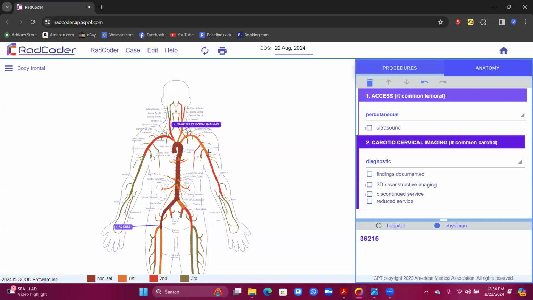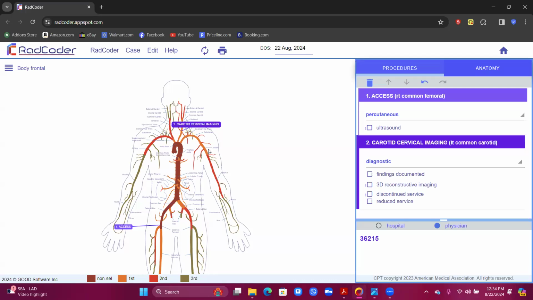And what you'll notice, I don't know if you were watching in that bottom right-hand corner, the codes actually change in real time. So we started with a 36140 with access. Then as soon as I selected the carotid cervical imaging, we got catheterization code 36215. We don't have an imaging code yet.